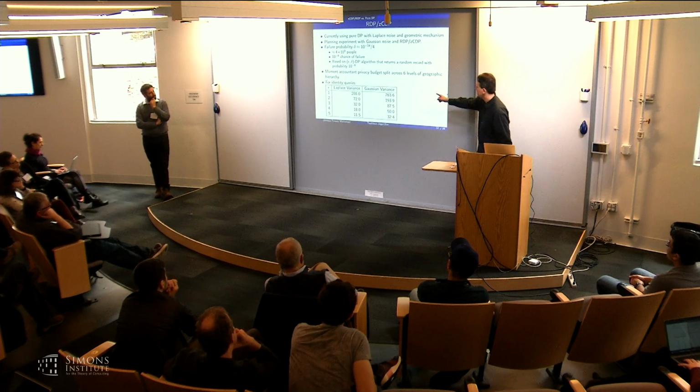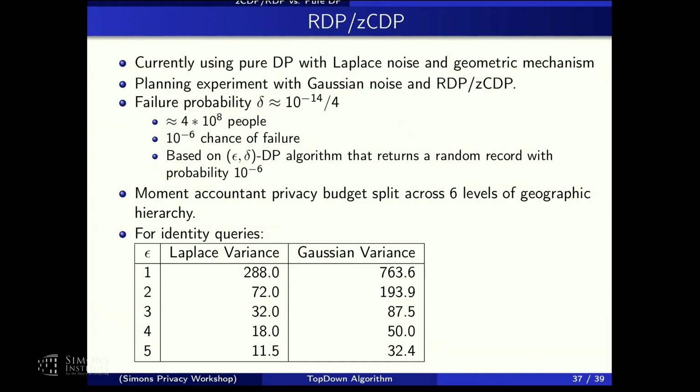Okay, so this accounts for the advanced composition. We split it across 6 levels. If we just looked at the national level histogram with the full privacy budget, these would look so much more favorable to Laplace. But because we have 6 levels of geographic hierarchy, we have advanced composition using the moments accountant versus just normal composition for Laplace. And so this is what the numbers look like right now.